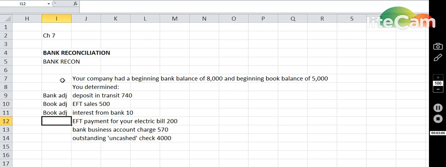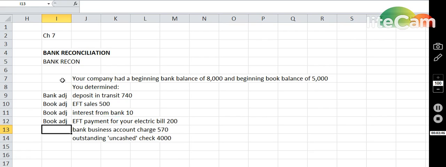And then EFT again, another electronic. This time, someone isn't giving us money, but we are sending money. So an EFT payment for our electric bill, $200. So sometimes companies set up automatic payments, monthly payments, withdrawals. So this one we want to make a book adjustment. Electronically it already withdrew from our account, but we noticed that we didn't make the book adjustment for that.